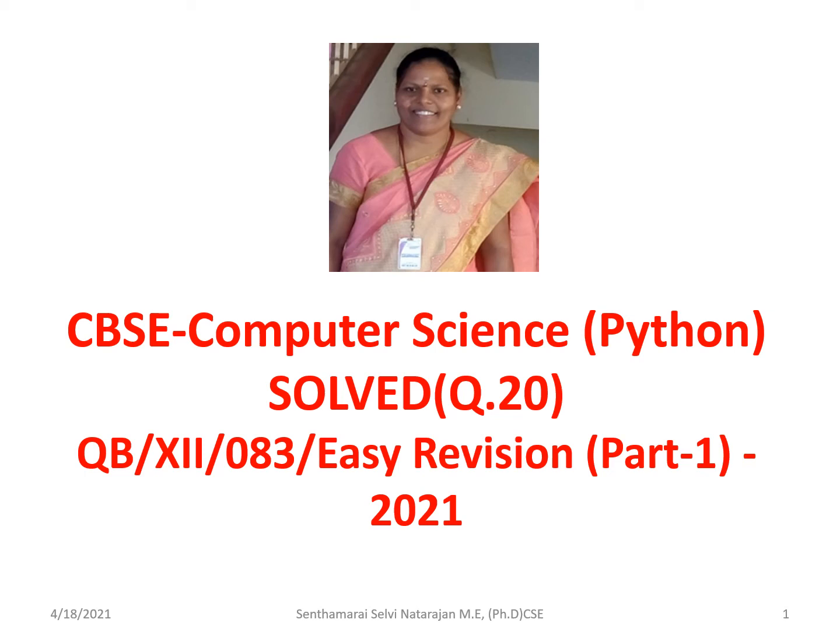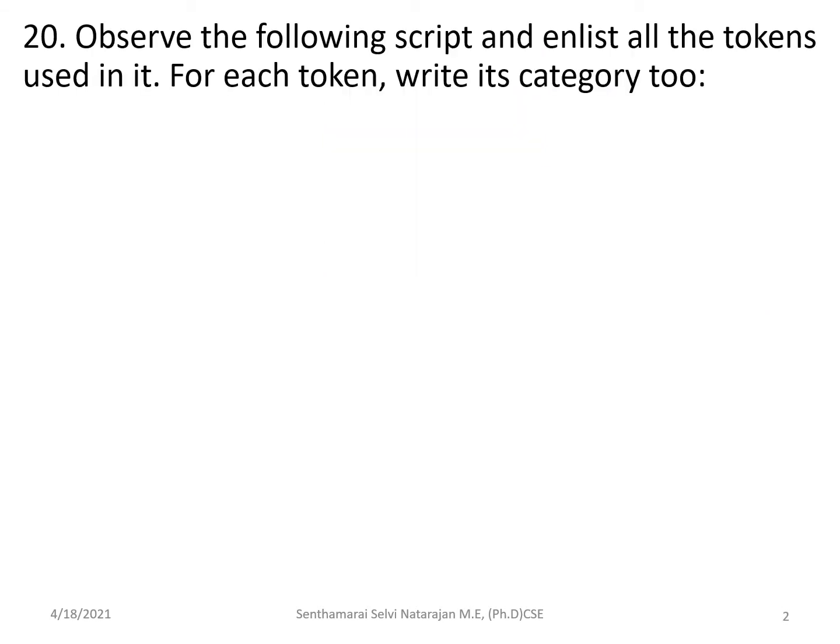Hi students, in this revision I have taken question 20 of revision part 1. Since it is a question related to identifying tokens, I have taken it separately and I am going to explain it. This is the question they have asked: observe the following script and enlist all the tokens used in it. For each token, write its category too.